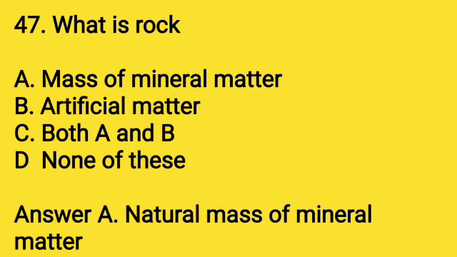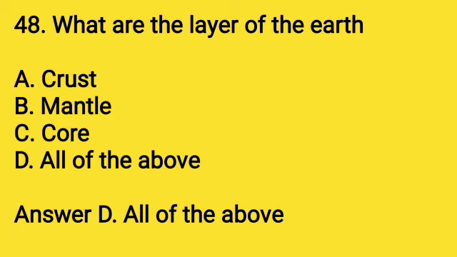Natural mass of mineral matter. 48. What are the layers of the Earth? A. Crust. B. Mantle. C. Core. D. All of the above. Answer D. All of the above.